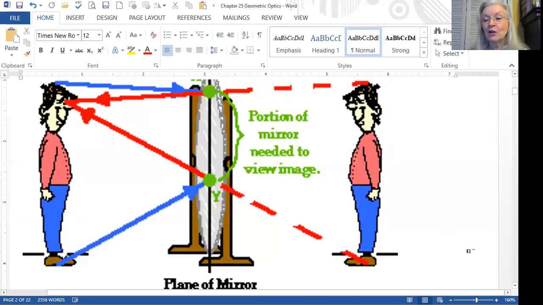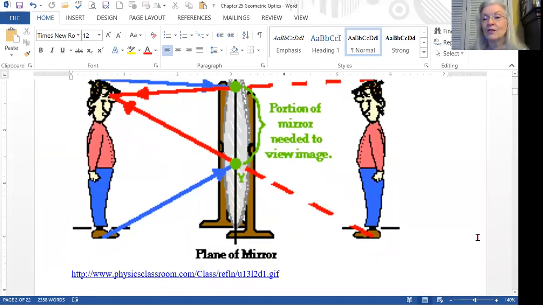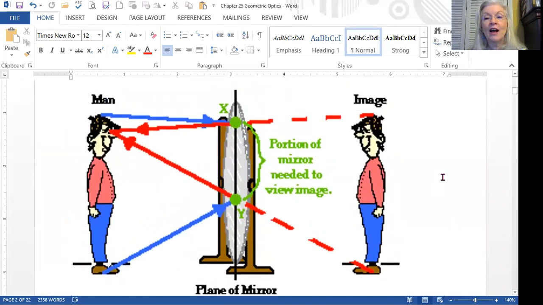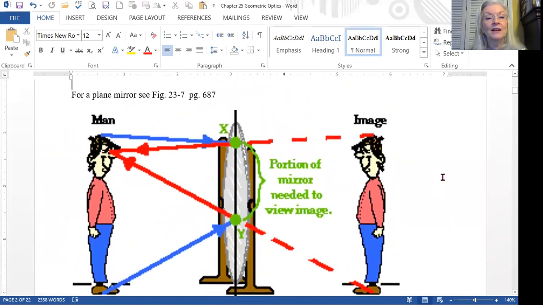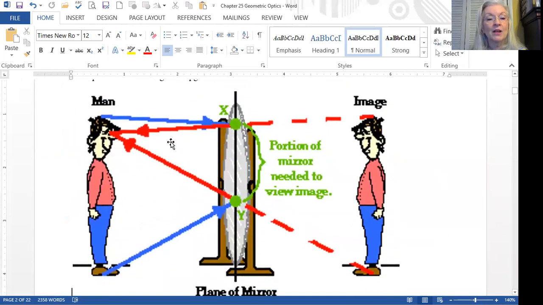So for a plane mirror, we might want to shrink our drawing down just a tad, just to make it a little easier to see. For a plane mirror, a flat mirror, that's what this image is all about. If you are the object over here, you have light from your foot hitting the mirror and bouncing off, and your eye sees it, but your eye traces it back in a straight line and says, aha, my foot is over there.